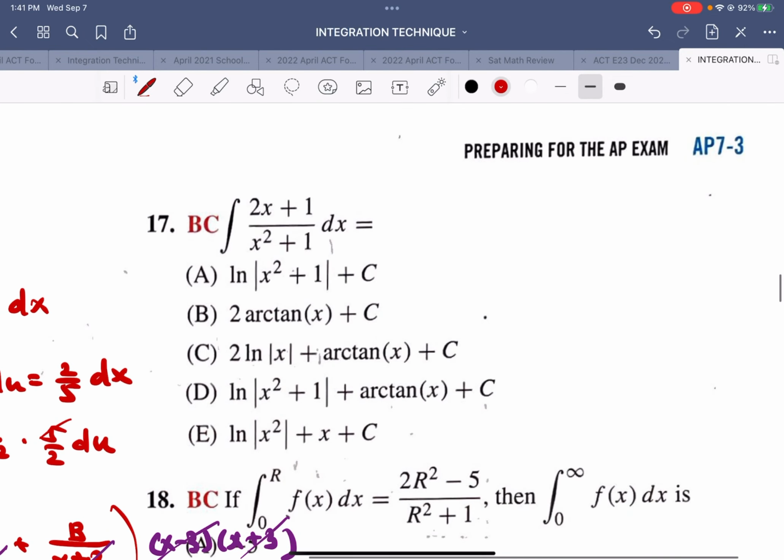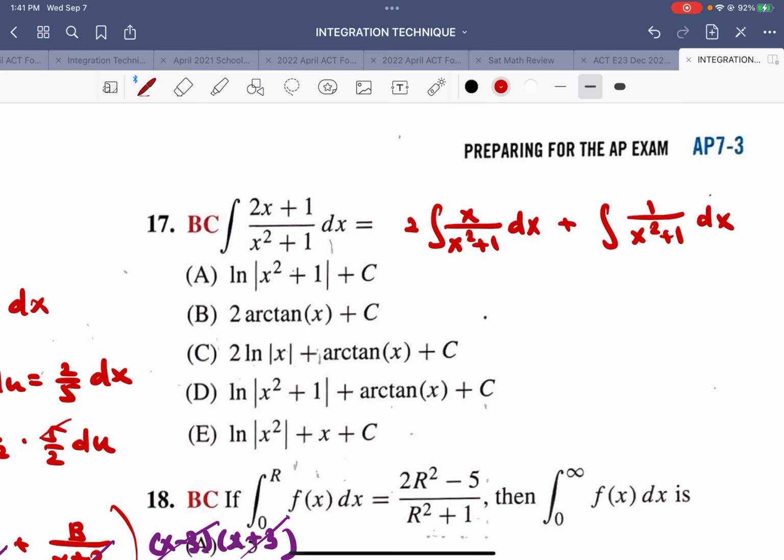Now, next one, how are you going to do this? First step, you can just split it first. So 2x over x squared plus 1 dx, plus 1 over x squared plus 1 dx. You can split it. Now, this portion, I'm going to use u-sub. So u equals x squared plus 1. Well, how do you know? Because I know when you take a derivative, x dx comes out. So du equals 2x dx. Okay, you see that? 2x dx comes out.